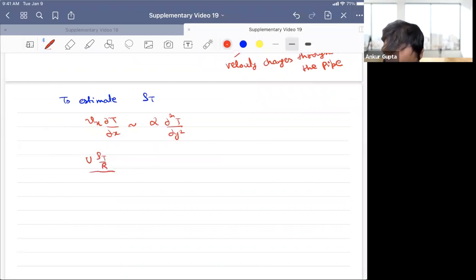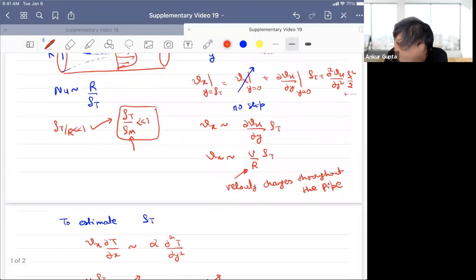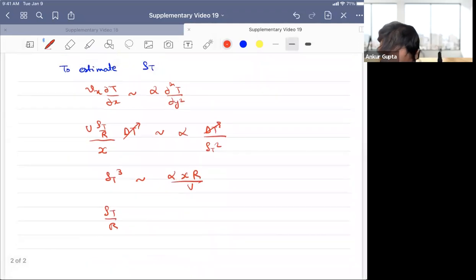I'm just calling this length scale of x as x. You can also call it length; both are equivalent. And you have delta T times alpha delta T by delta T square, and you get this cancelled out. Essentially you will get delta T cubed scales as alpha x R by U, and we want to find delta T by R because our Nusselt number is R by delta T. So we basically get alpha U R by alpha times x by R.